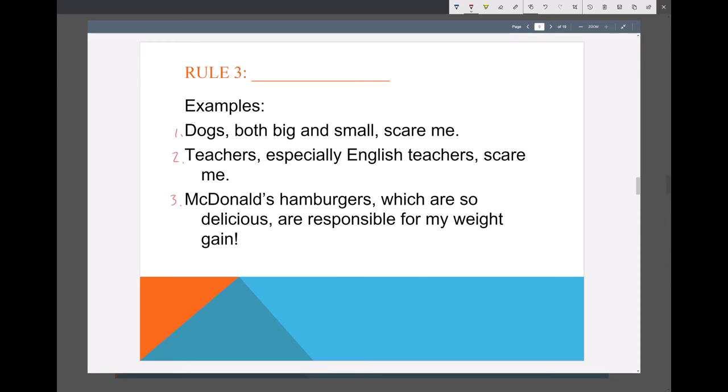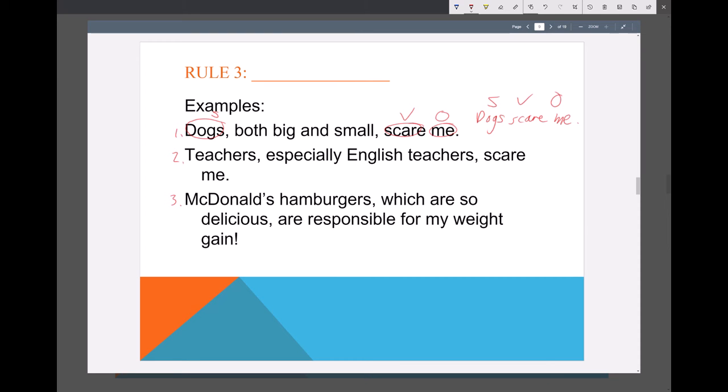Let's take a look at the first sentence. Notice they're dogs, that's the subject, and then the verb, scare, and object, me. See that? So the simple sentence could be dogs scare me. You have the same subject verb object here.